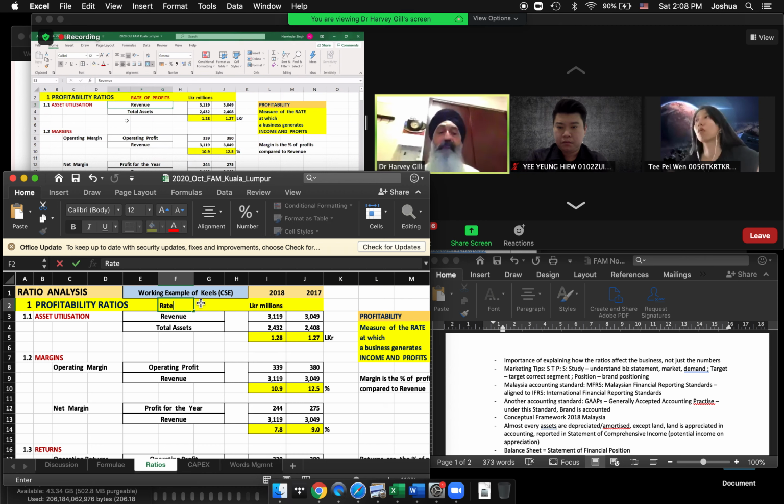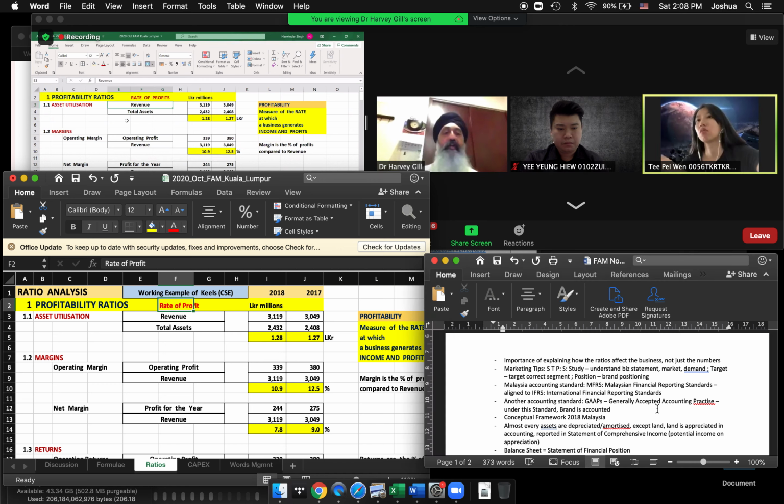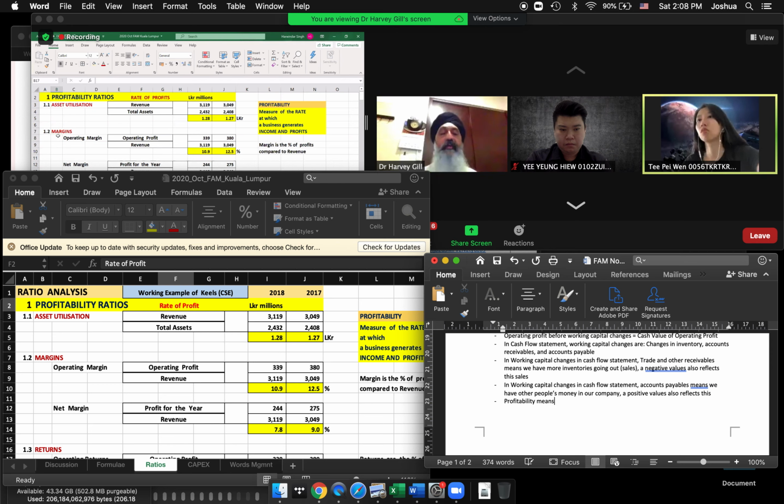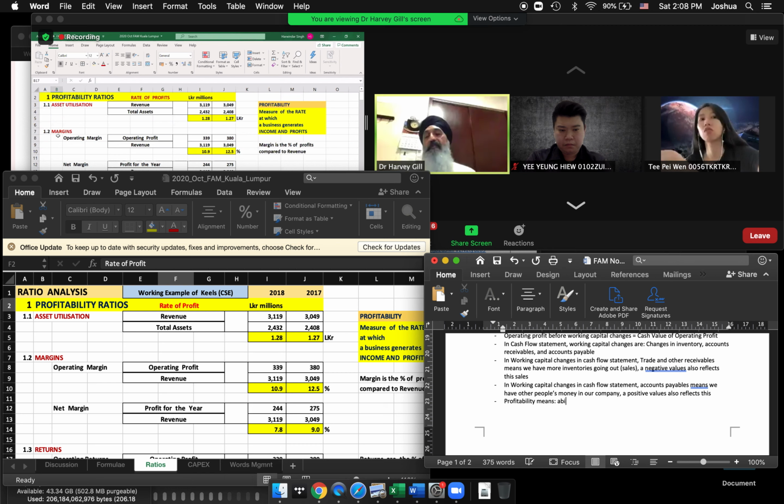So in the area of profitability, we are going to look at three different sections, and in your notebook you should write that profitability means, number one, ability to generate revenue. And what is that called? Asset utilization. Second one is ability to squeeze profit out of sales. That's called margin. And thirdly, ability to generate healthy profits from the investment in assets.